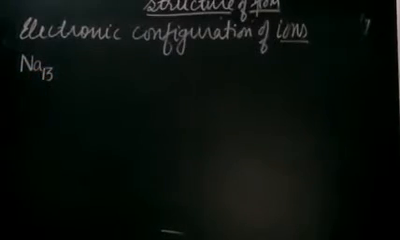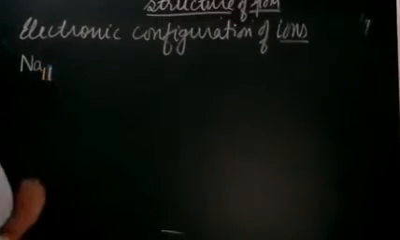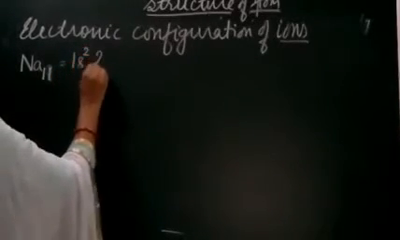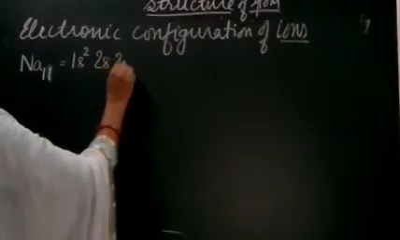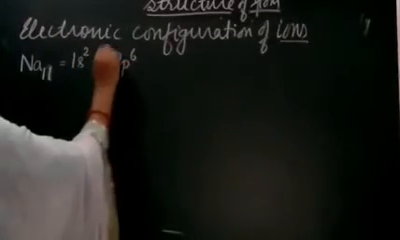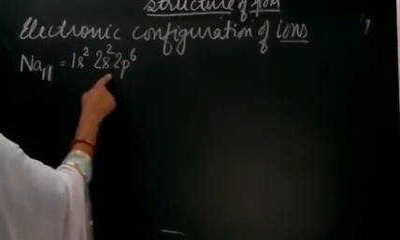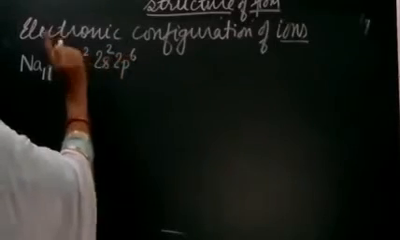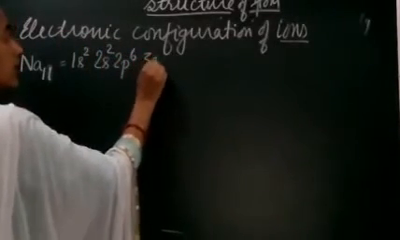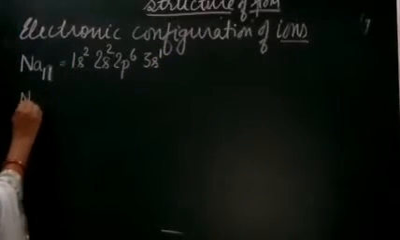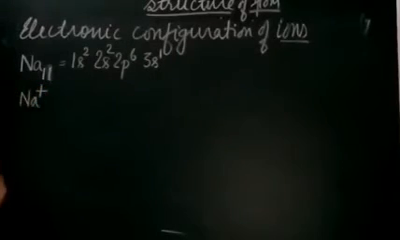Now what is the atomic number of sodium? It is 11. Sorry students, it is 11 here. So you will write 1s2, 2s2, 2p6. How many electrons have been included here? It is 6 plus 2, 8, 9, 10. So we are getting here 3s1.